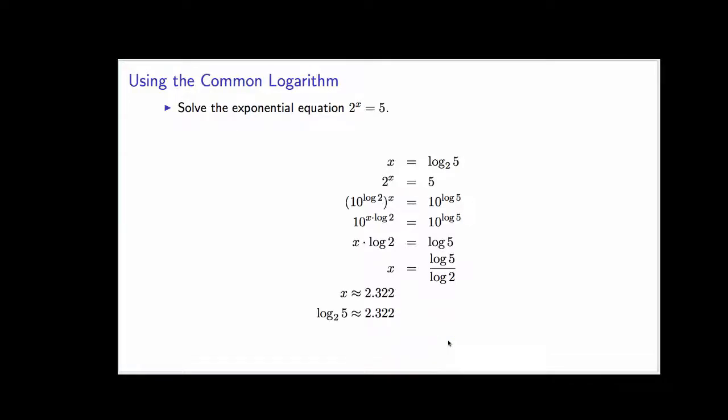In other words, we can conclude that the log base 2 of 5 is approximately 2.322. The key idea to take away from this example is that we were able to rewrite this base 2 logarithm, since we don't have a base 2 button on our calculator, as a common logarithm, log base 10 of 5 over log base 10 of 2.